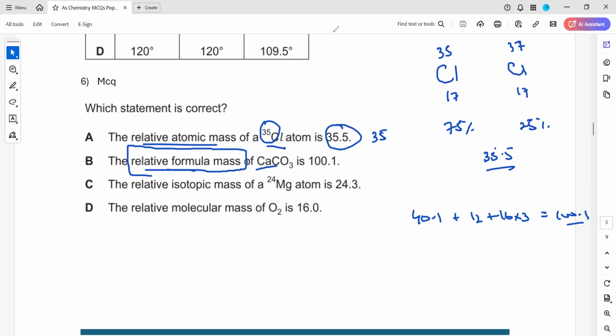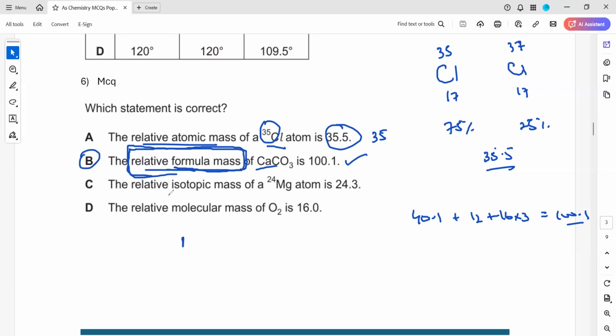Why don't we say molecular mass? Because in an ionic compound, it's not like only single ions are there. There are many positive and negative ions held together by a strong electrostatic force. So the right term, whenever you use it for the mass of an ionic compound, is formula mass, not molecular mass. So relative formula mass of calcium carbonate is 100.1. So yes, it is correct.